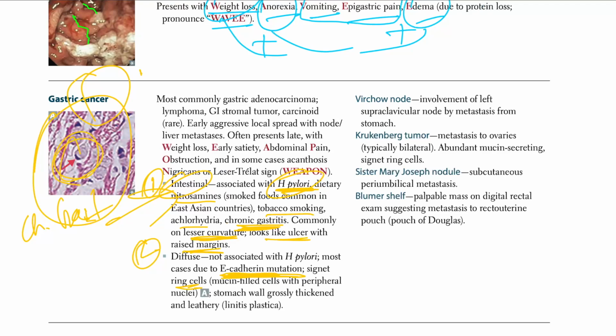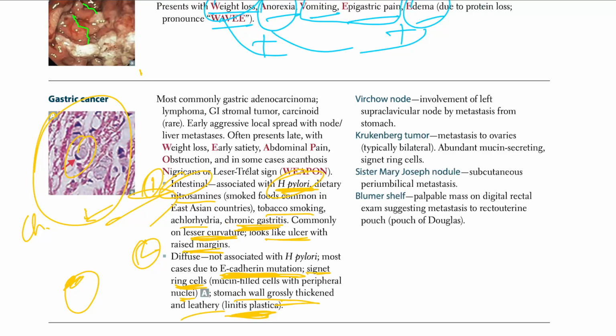So look at these pictures, signet ring cells, in which you have the mucin filled cell with peripheral nuclei. Like this guy is peripherally present, and the other thing is just mucus. That's the signet ring, like a ring type thing. And the other thing you have to see is the linitis plastica, which is stomach wall, grossly thickened and leathery. So thickened stomach wall.